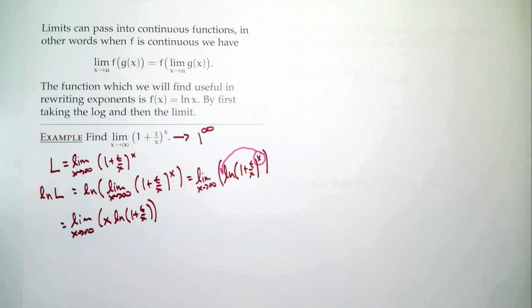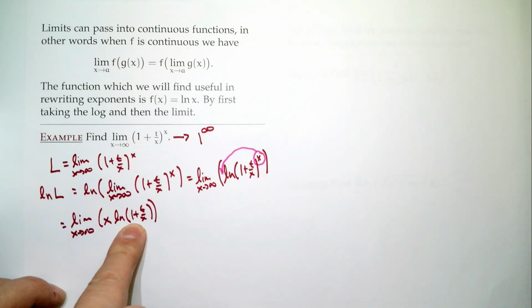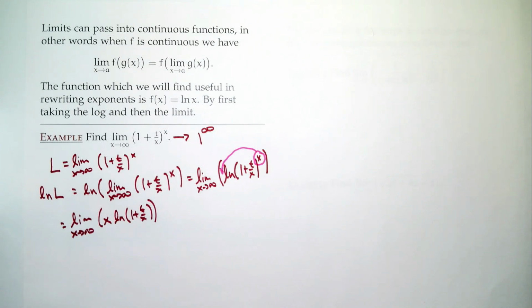Now, there's good news. There's no longer an x both in the exponent and in the base. What's happening to this limit? Well, currently, we have x, that's going to infinity. This part's going to log of 1. So it's going to infinity times 0. Which means it's what? It's indeterminate. Can we use L'Hopital yet? No. Not yet. Why can't L'Hopital work yet? Got to make a fraction.